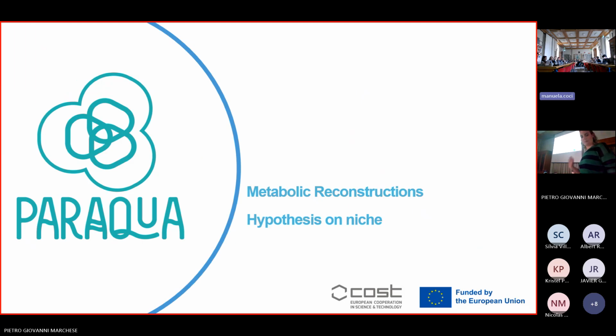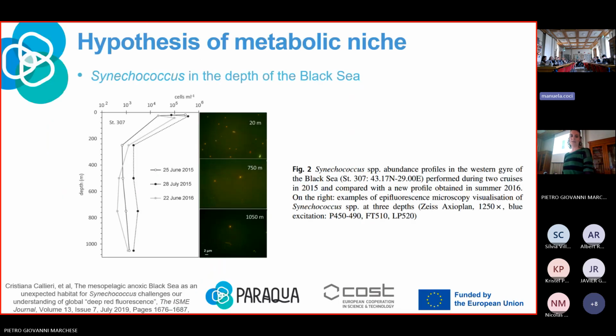Okay, so first we can do metabolic reconstructions, and then we can do a hypothesis on the niche of our organism. So we have an organism in culture, and we want to see which niche it has in the environment. And here I show you this graph that I think you've seen yesterday already, that maybe Christiana showed you. So this is Synechococcus, and it's in the Black Sea, and the Black Sea is very deep and dark.